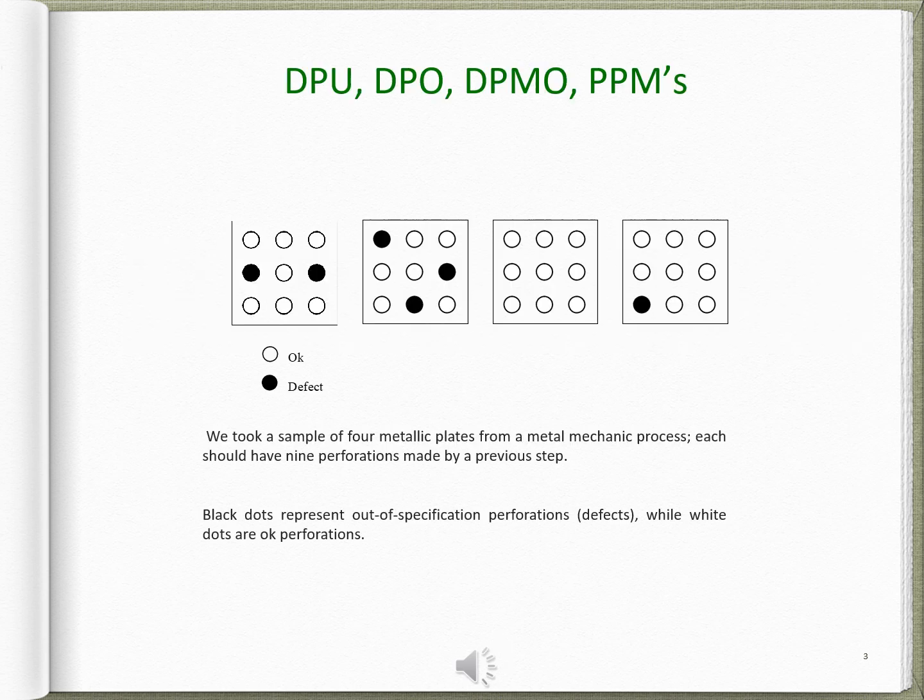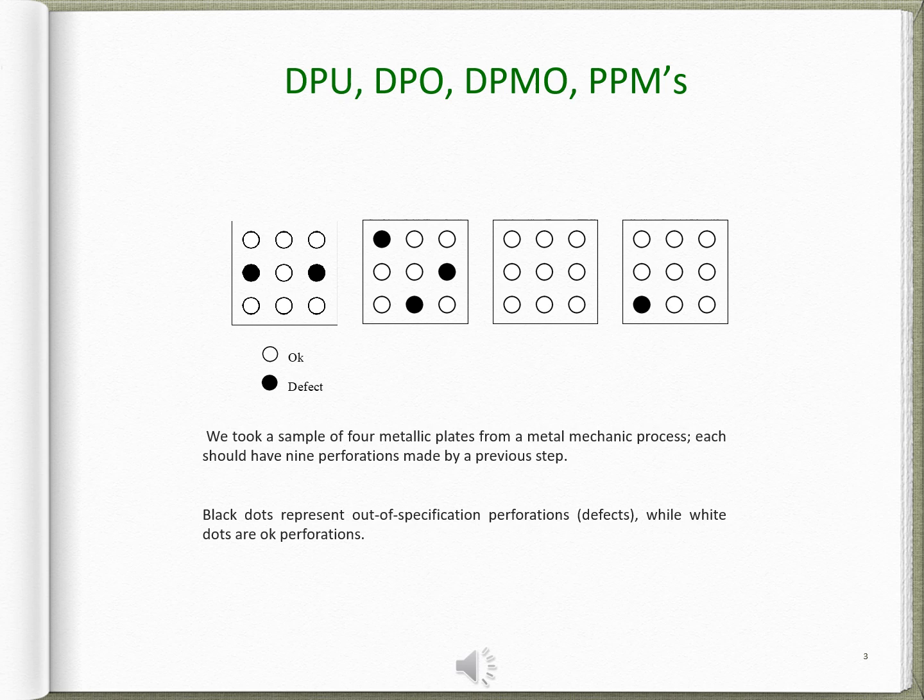In this regard, several ways exist to measure defects and defective units. DPU, DPO, DPMO, and PPM are among the most common metrics. Let's review a simple example. We took a sample of 4 metallic plates from a metal mechanic process. Each should have 9 perforations made by a previous step.